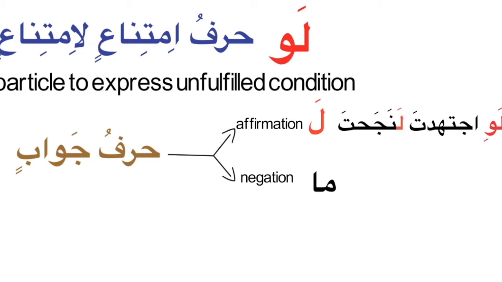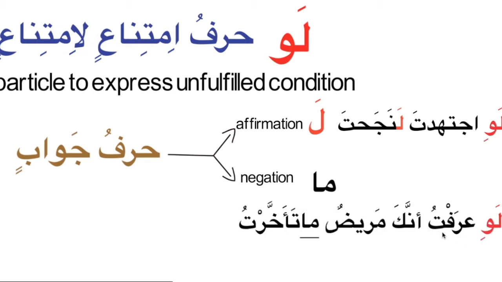If it is a negation, for example, law araftu. It's not with kasra, it's just law. Law araftu: had I known. Arafa ya'rifu; araftu means had I known annaka maridun, that you are sick, ma ta'akhartu. Again, ma is yours: I would not. Because it is a negation, we don't use la, we use the harf nafi. Ma ta'akhartu: I would not have been late. That is how the law, which is harf shart, harf imtina' limtina', comes with your particle of affirmation la, or a particle of negation.